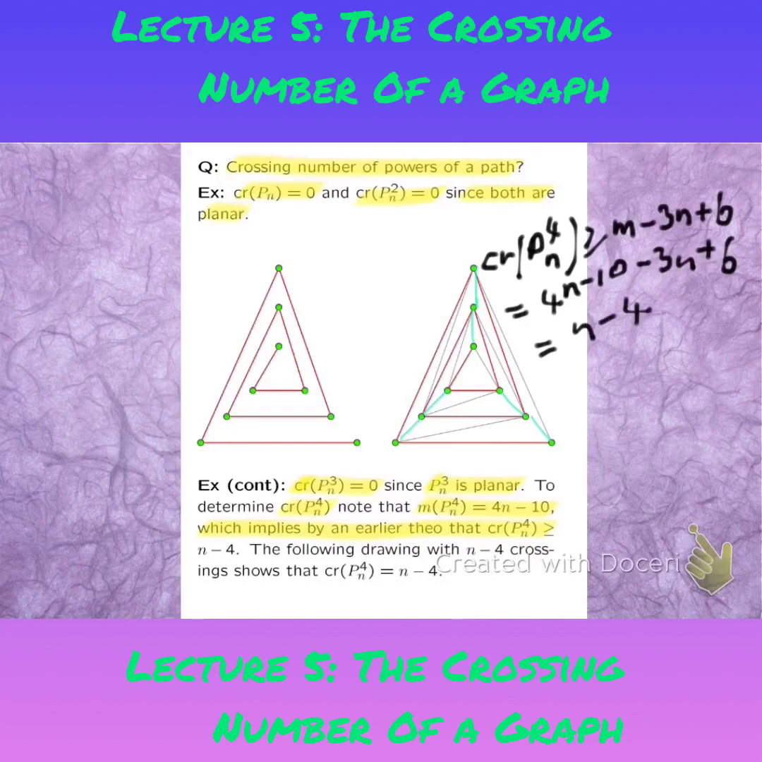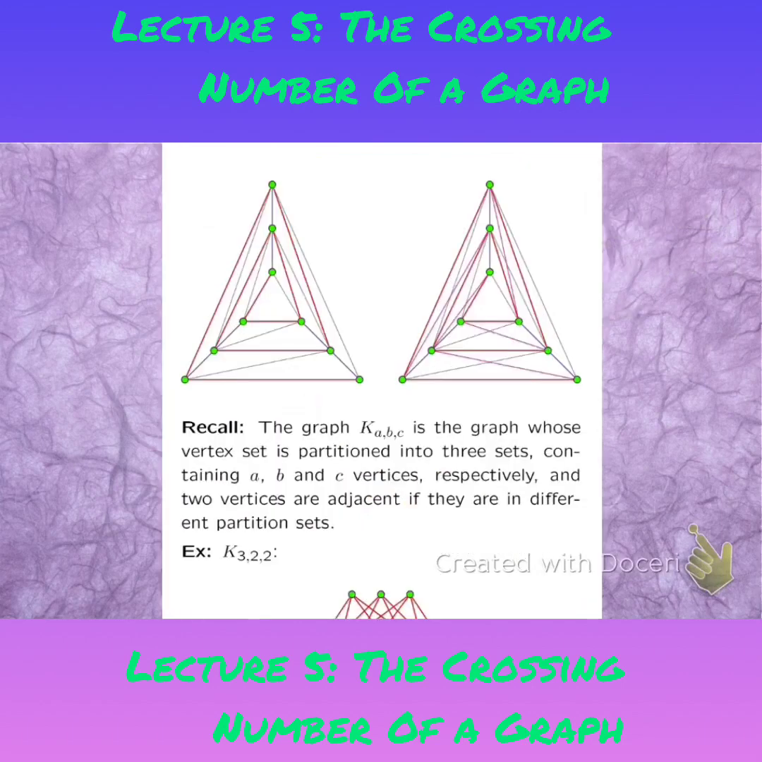Okay, so the crossing number for P to the power of 4 is at least n minus 4. To prove that it's equal to n minus 4, we need to provide a drawing of Pn4 such that there are n minus 4 crossings. Now, if you look at this quick example, this is what the drawing of P to the power of 4 is going to look like.